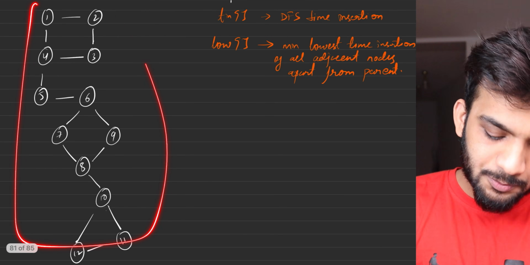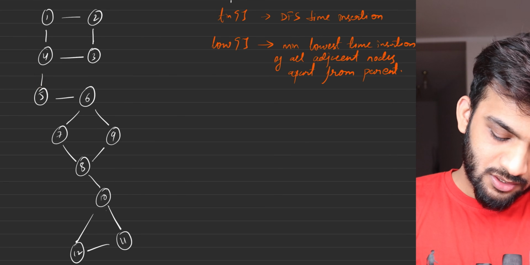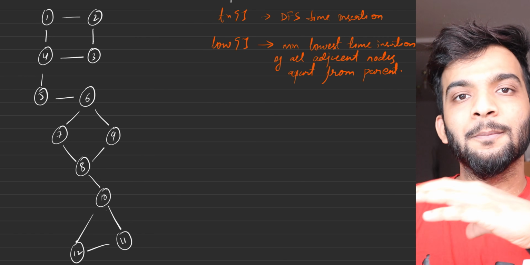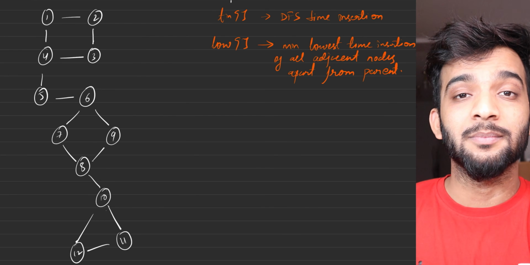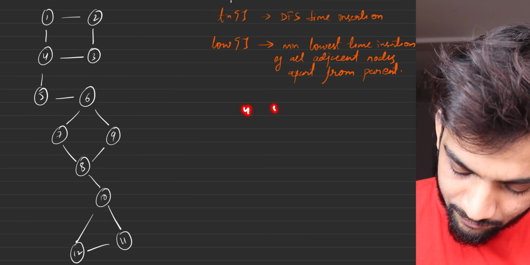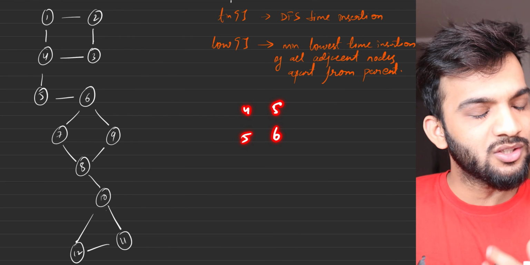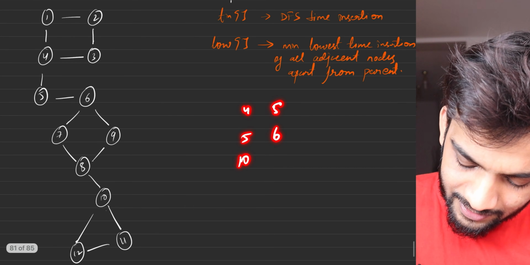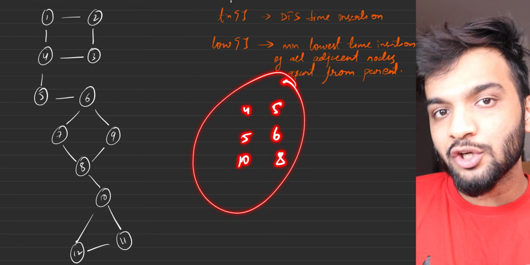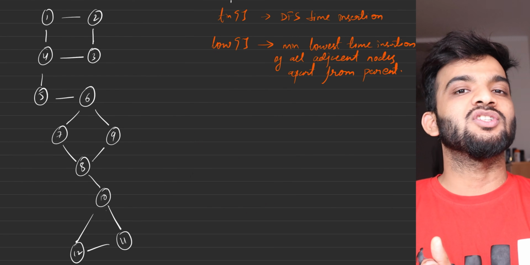So we will be taking this particular graph and we know the bridges in this graph. One is this, the other one is this, and the other one is this. So the problem is stating print all the bridges. That is the question. So 4 and 5 is a bridge. You can write it as 5 and 4. 5 and 6 is a bridge. Again, you can write it as 6 and 5. 10 and 8 is a bridge. You can write it as 8 and 10. So there are 3 bridges. I want you to print all the bridges in this particular graph. That is what the question states.